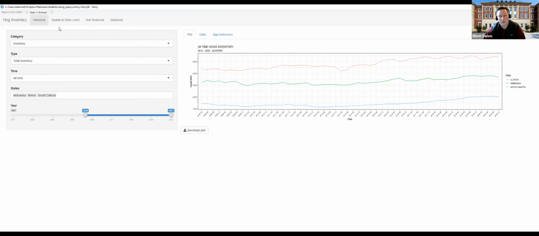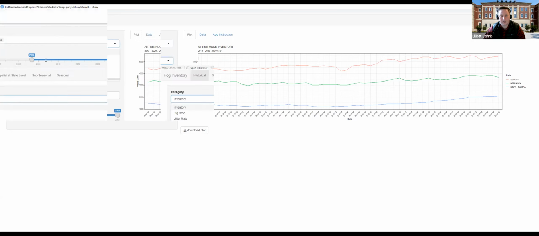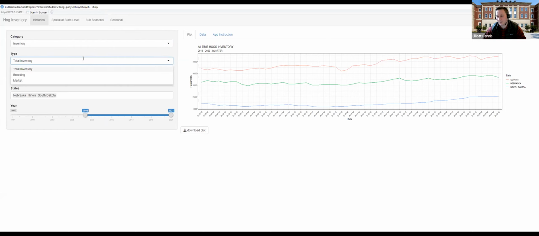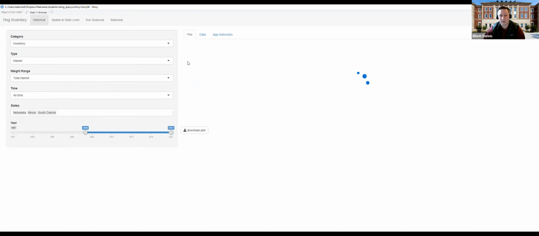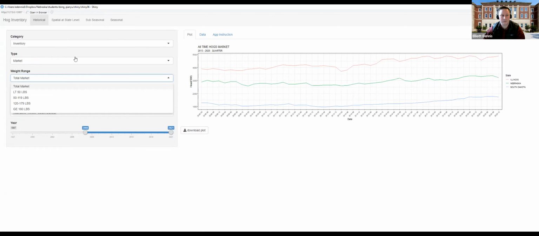So let's talk about the quarterly report. Here you have the opportunity to choose the category you want. I've chosen inventory, but you can choose pig crop, litter rate, farrowed, or death loss. Then within inventory, you can choose total inventory, breeding inventory, or market inventory. I've chosen total inventory, but if we switch to breeding inventory, the graph over here automatically changes. If we go to market inventory, it also changes. And you can look at very specific weight categories, for instance.